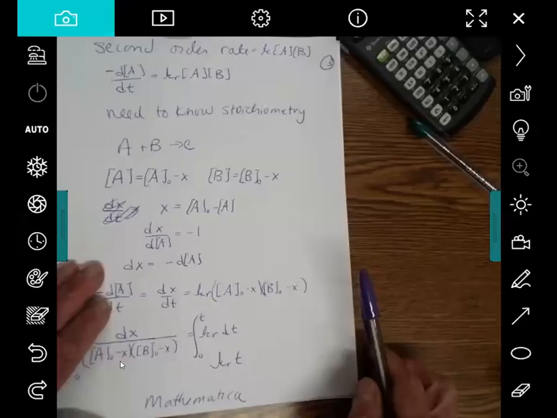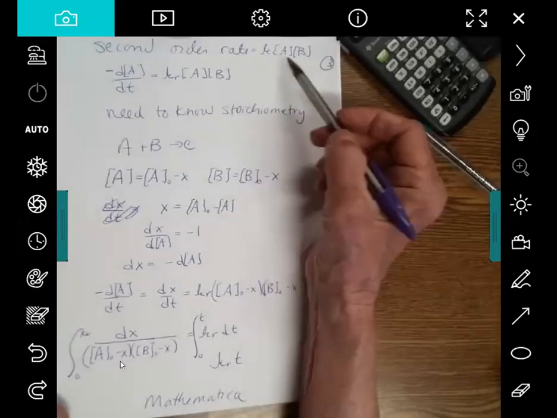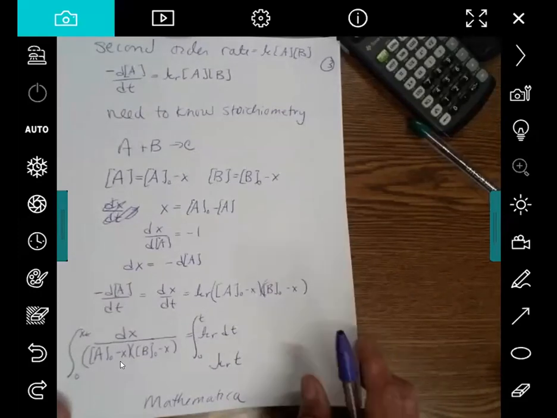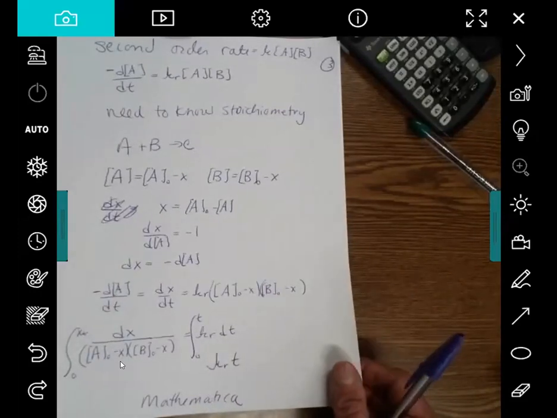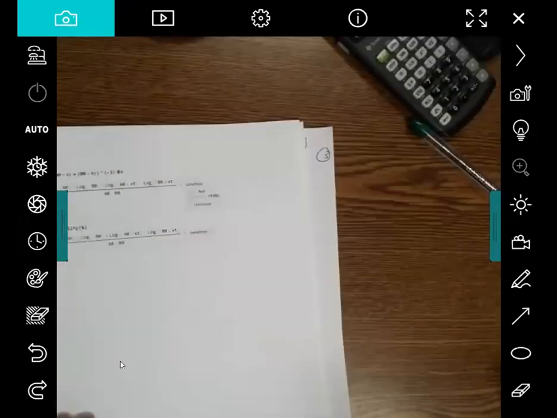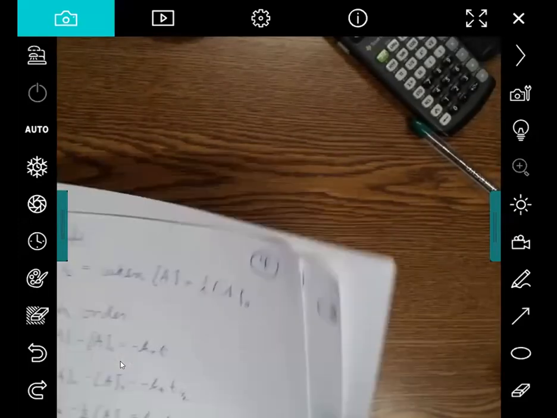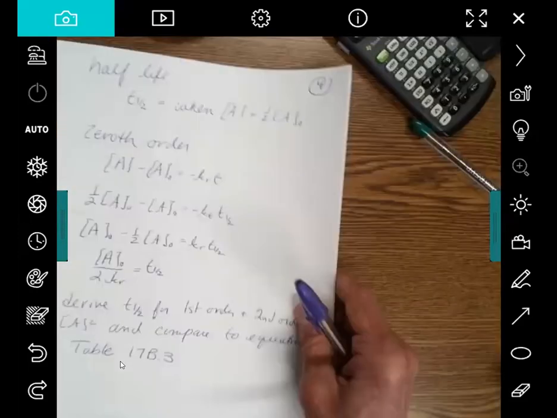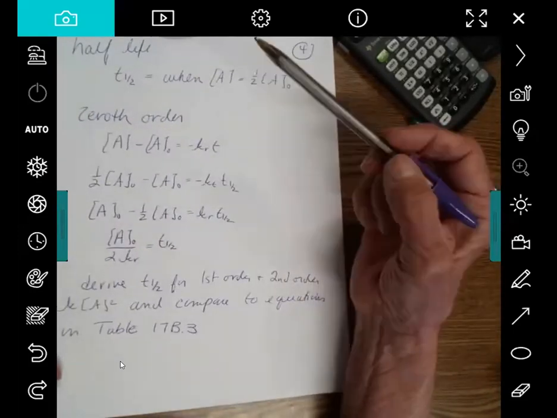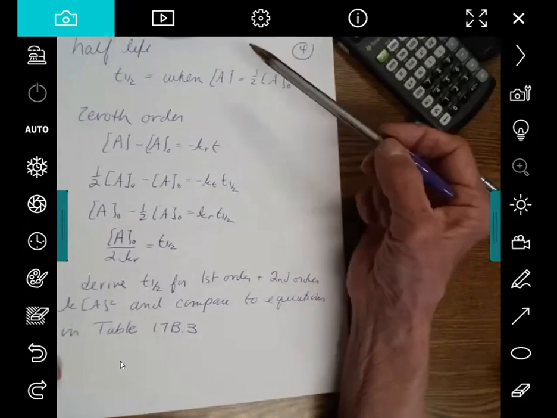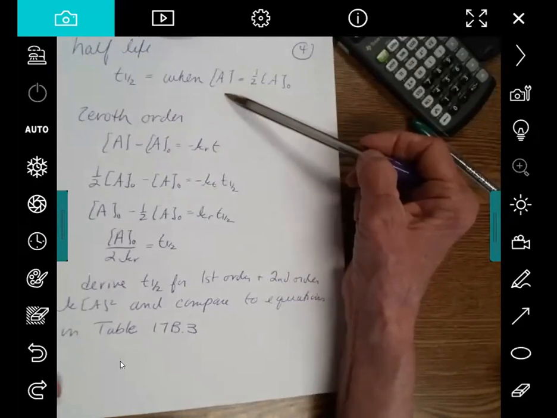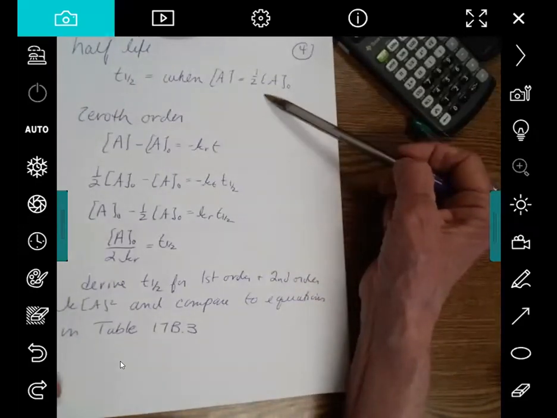Okay, so you could integrate all sorts of crazy orders, third order with respect to the same species, or third order with respect to 3 different species, as long as you know the stoichiometry in those cases. So the only other thing in this topic is talking about a half-life. So half-life is going to have a different equation depending on what kind of reaction you have. If you have a 0th order reaction, the half-life is when the concentration of A has gone down to 1/2 of what you started with.